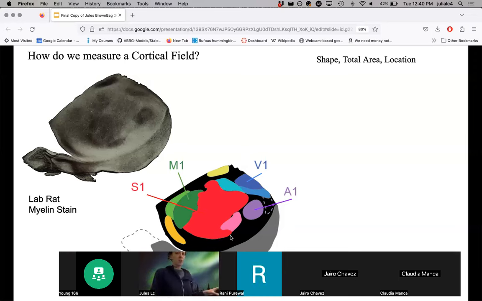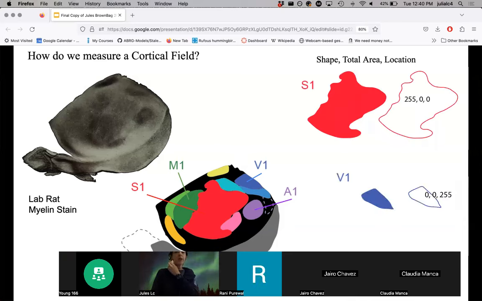So once we have this tracing, we can measure the shape of these fields, the total area of the field, and the location of that field on the cortex. And we assign a color to each of these regions, and the colors are totally random. They're just to differentiate between regions.